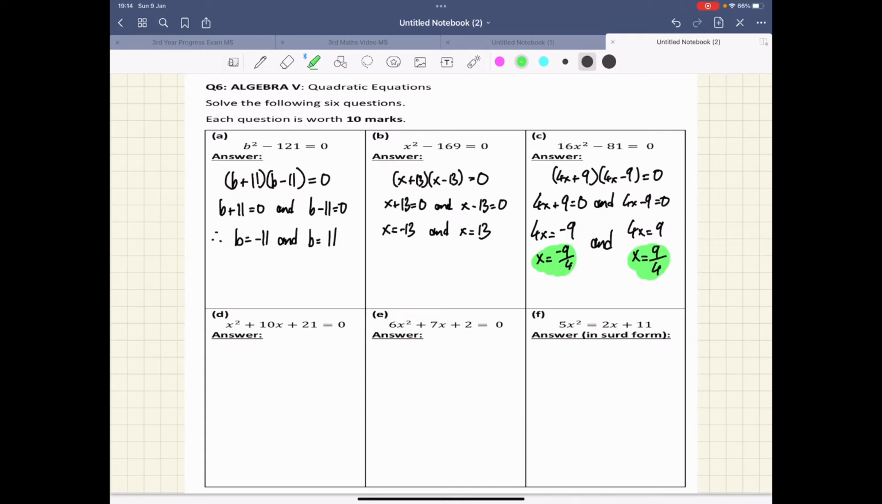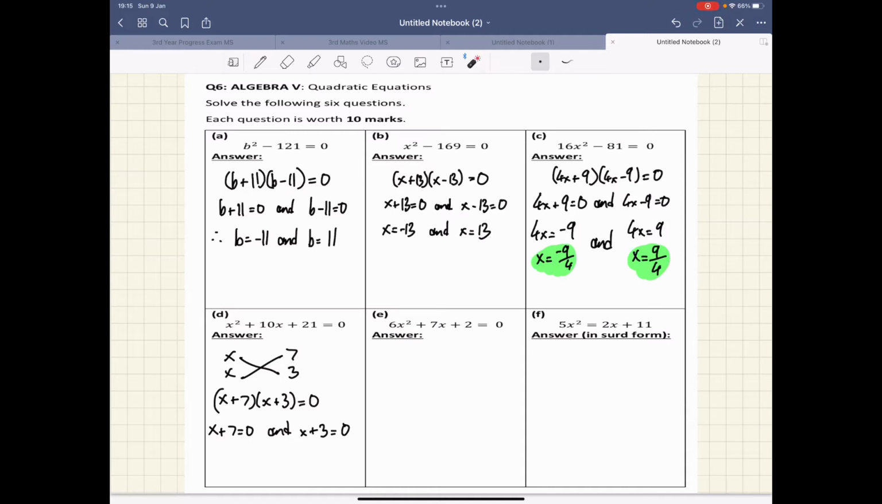Okay, so part D says x squared plus 10x plus 21. So you're doing the usual regular factorizing with trinomials, x, x, and we need factors of 21 that add to give me 10. That's 7 and 3. So 7 times 3 is equal to 21, and 7 plus 3 is equal to 10. So that means x plus 7, x plus 3 is equal to 0, which means x plus 7 is equal to 0, and x plus 3 is equal to 0.